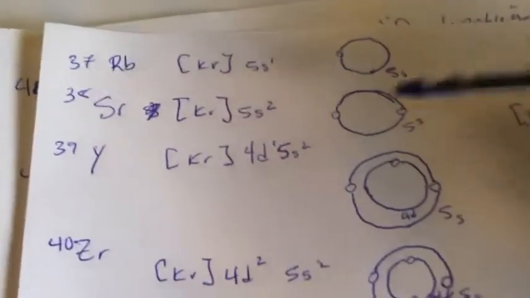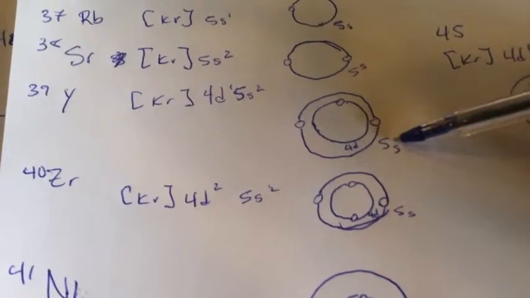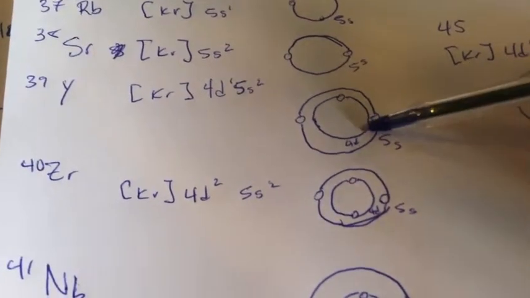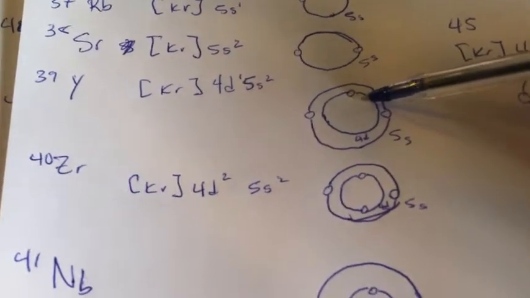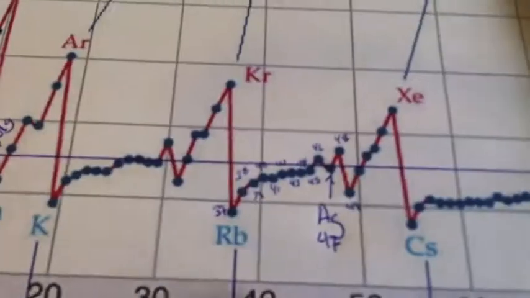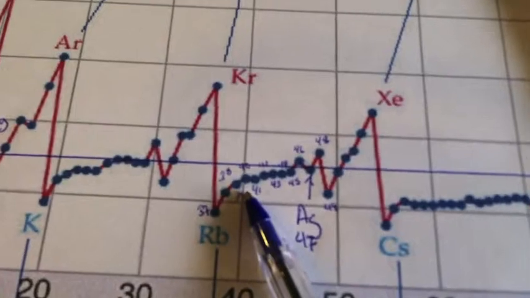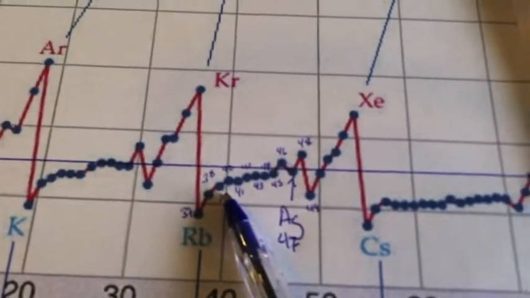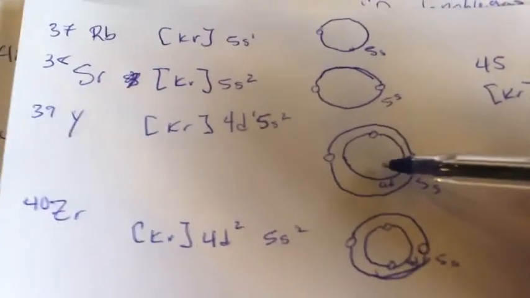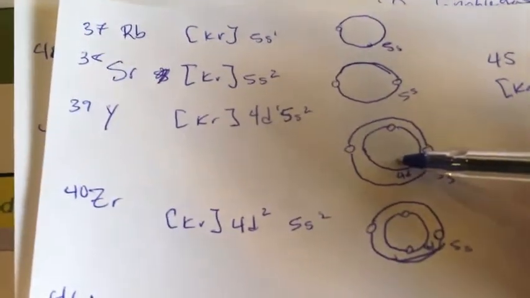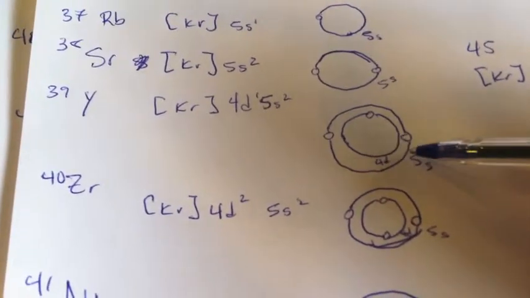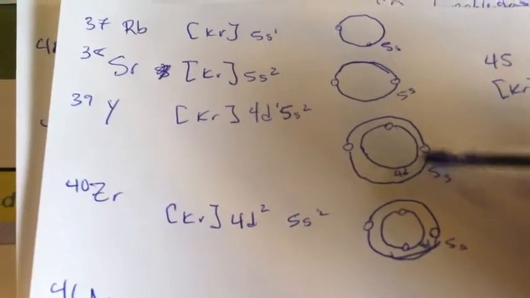We have strontium, 5s2, we saw that. We go to yttrium, and yttrium has a 5s2 as well. It's got one 4d electron in it. So we come over here and look at yttrium. Here's rubidium, there's strontium, there's yttrium. We have a slight increase in ionization energy there because we have more positive charges in here. Now we have 39 positive charges attracting those electrons on the outside edge for yttrium.